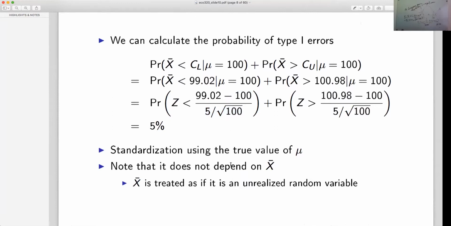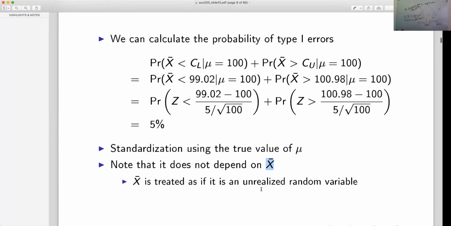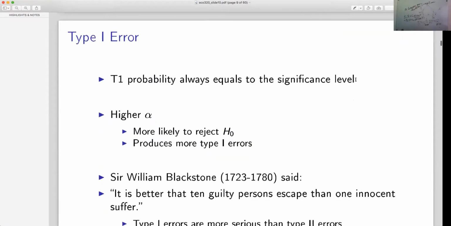Standardization using the true value of mu. Note that that doesn't depend on x bar. X bar is treated as if it's an unrealized random variable. So type 1 error probability is always equal to the significance level. The significance level in our previous example was alpha. That's why sometimes people call this alpha error.